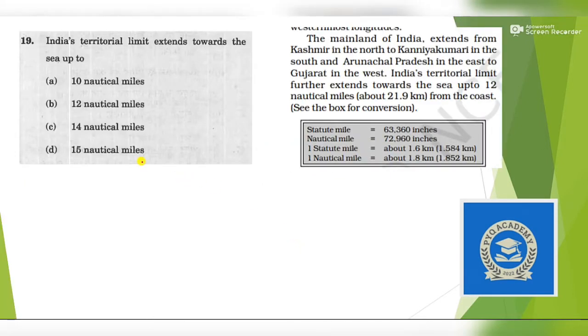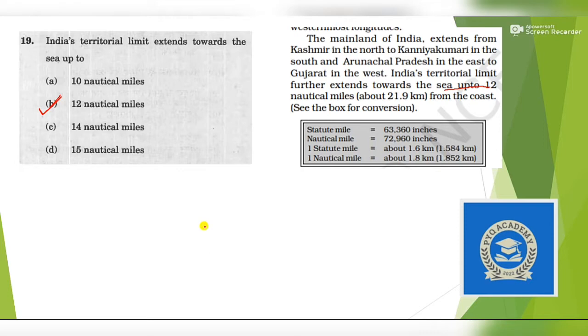In the first question, it is given that India's territorial limit extends towards the sea. Not only India's, for any country, the territorial limit extends in the sea up to 12 nautical miles. Remember this question. You can get the answer directly from the NCERT, in the first chapter, India physical. There you will get the answer as 12 nautical miles. So the answer is option B.